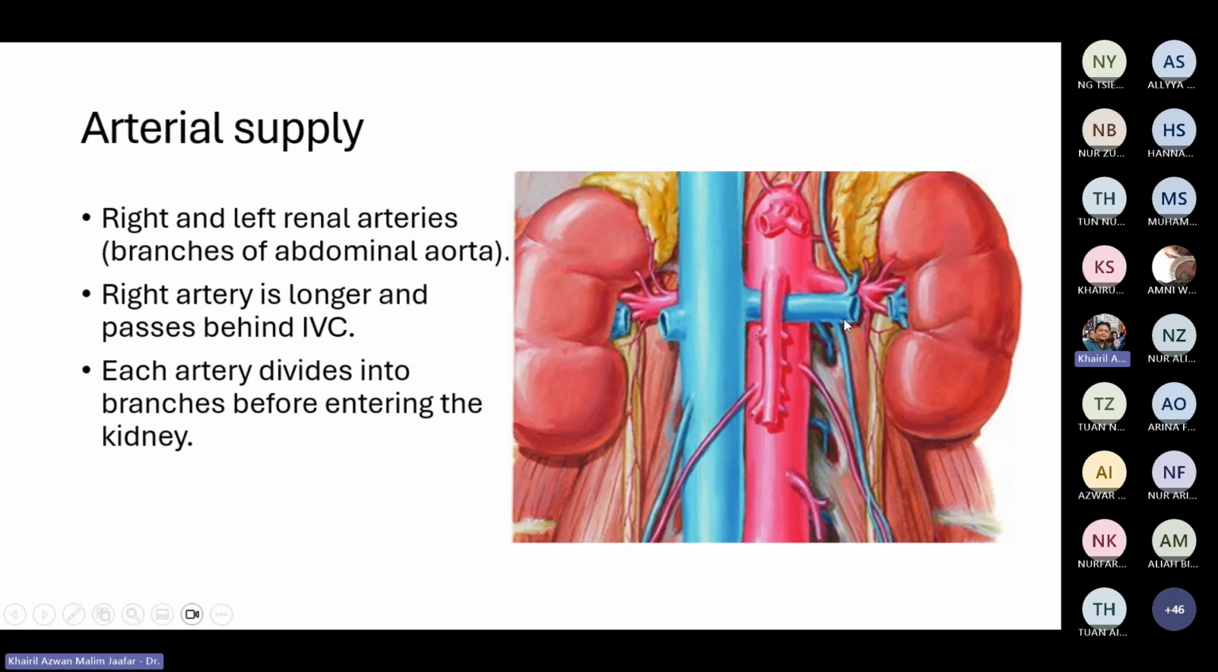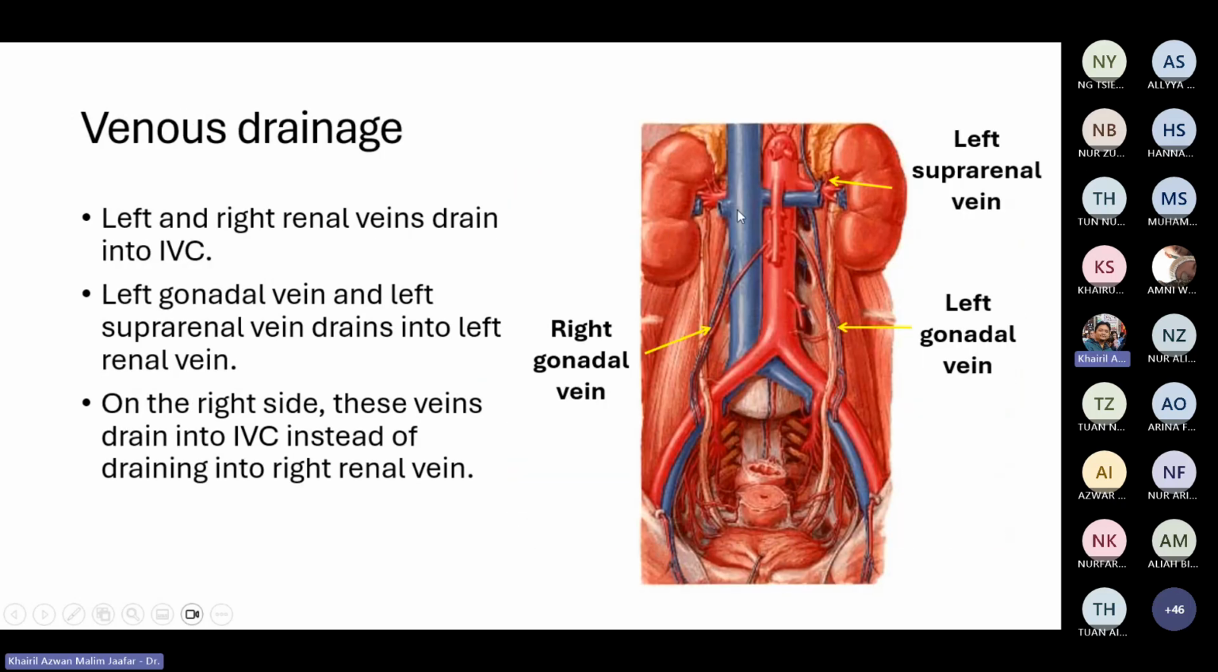Arterial blood supply, very easy: right and left renal arteries for the respective kidney. Venous drainage is from the right and left renal veins. Both the left and right renal veins drain into the inferior vena cava. On the left side, the renal vein receives two additional veins, the left suprarenal vein and the left gonadal vein. So these two veins on the left side drain into the left renal vein. On the right side, the right suprarenal vein and right gonadal vein go directly to the inferior vena cava. So take care of these two differences between the right and left renal veins.